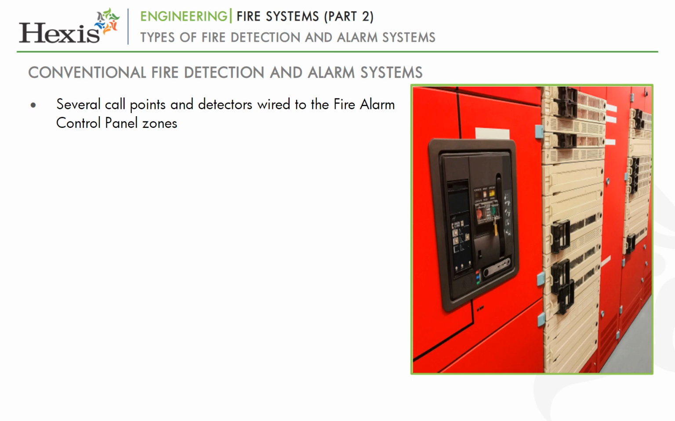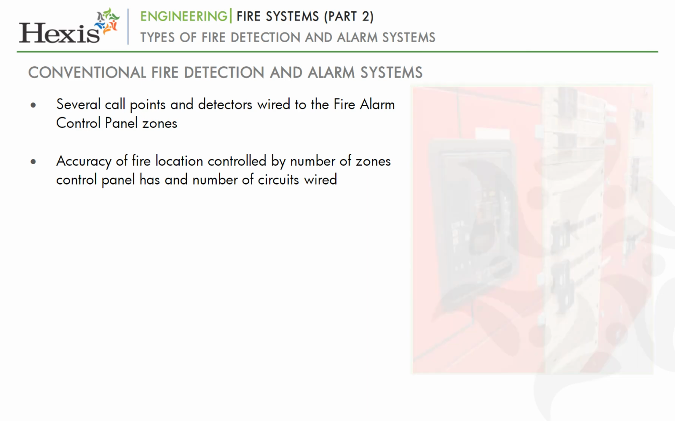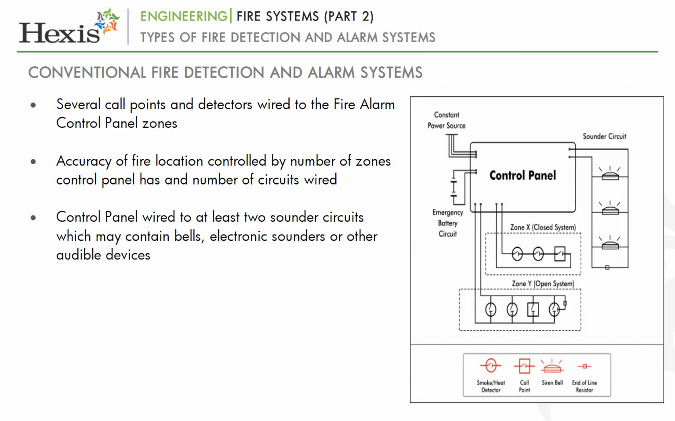The accuracy of knowing where a fire has started is controlled by the number of zones a control panel has and the number of circuits that have been wired within the building. The control panel is wired to a minimum of 2 sounder circuits, which could contain bells, electronic sounders or other audible devices. Each circuit has an end-of-line device which is used for monitoring purposes. The detector will remain latched in the alarm state with its LEDs illuminated, even if the smoke or heat is removed, until it has been reset from the panel by momentarily removing power from the line. This allows the fire to be located.